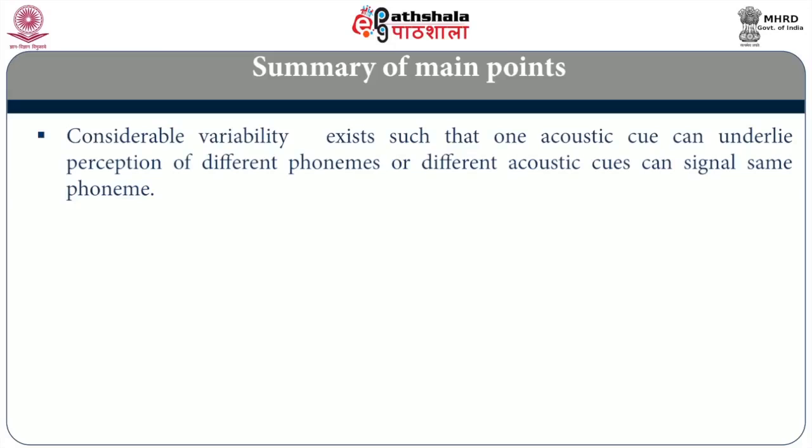So, this brings me to the summary of my lecture today. There are just 4 or 5 points. I will just repeat that. There is considerable variability among acoustic cues that underlie perception of different speech sounds. That is, there is no one acoustic cue relating to one phoneme and the other way around also. You can have one phoneme with many acoustic cues, or you can have one acoustic cue for many phonemes. So, there is a lot of variability.